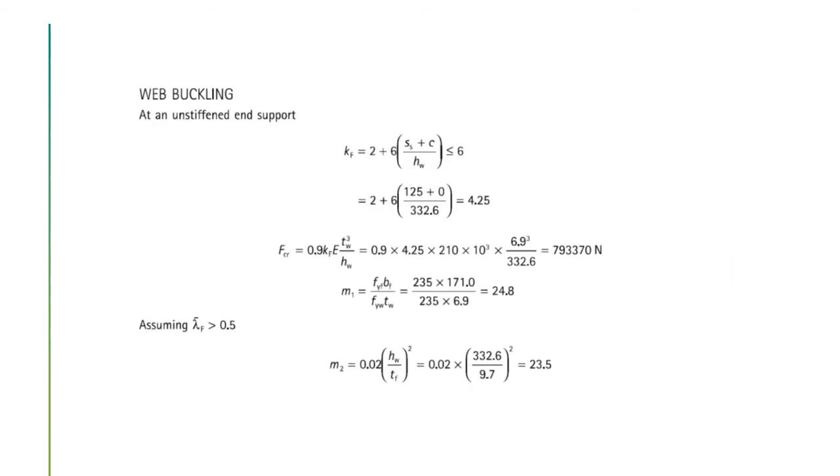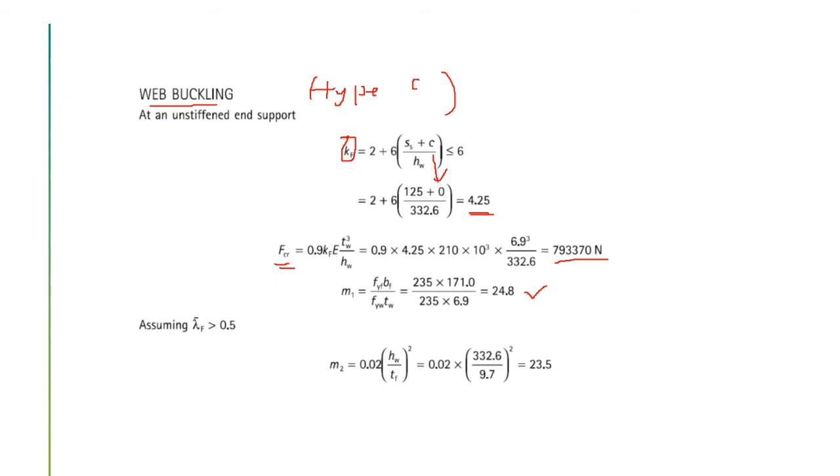Okay, so next you need to check the capacity of the section against web buckling. For unstiffened end support, it means type C. So you first need to calculate the KF value. Given that SS is 1 to 5 from the equation, since we assume that the bearing is provided at the end of the beam, we can consider C equals to 0. So we get that KF is equal to 4.25. And then next you calculate the FCR value, and we get FCR equals 793 kilonewton. And then you calculate the M1 value.